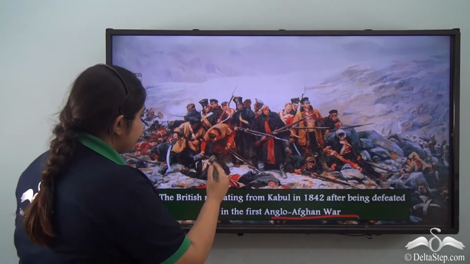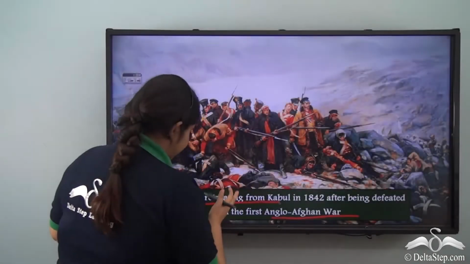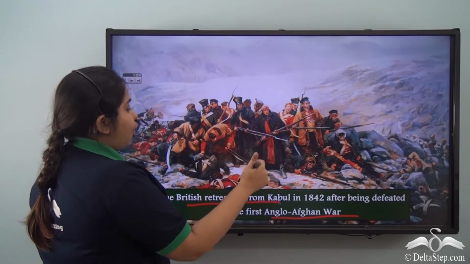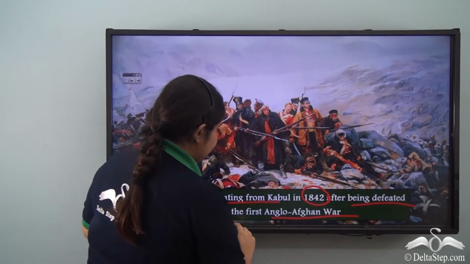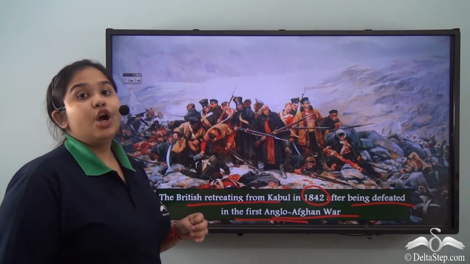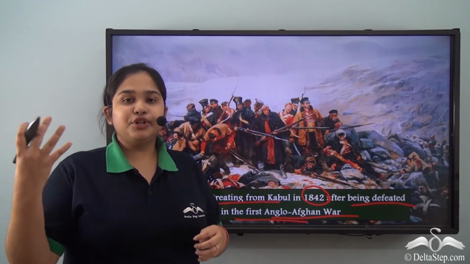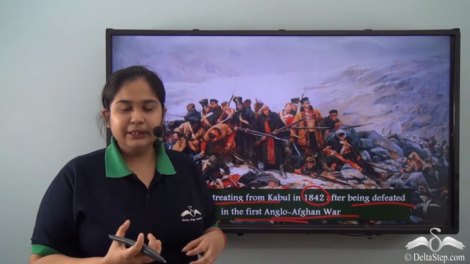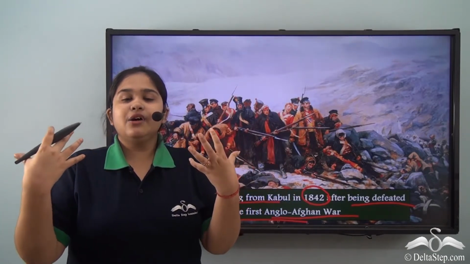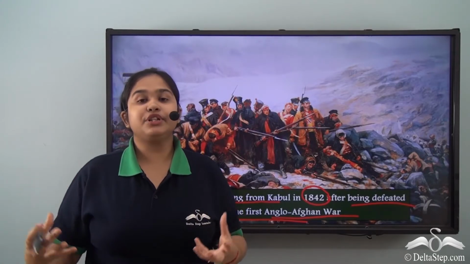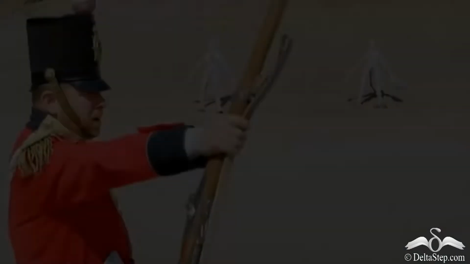We see that this picture depicts the British army retreating from Kabul in 1842 after being defeated in the first Anglo-Afghan War. So they realized that the British were not invincible, and that myth was entirely broken, that nobody can take over the British colonizers.